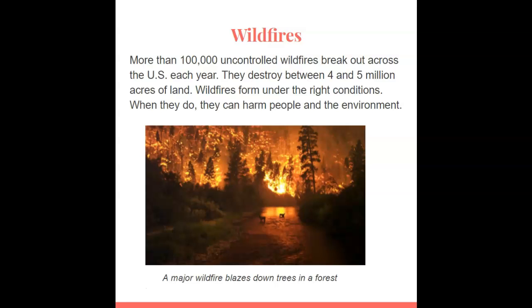Today's article is on wildfires. More than 100,000 uncontrolled wildfires break out across the U.S. each year. They destroy between 4 and 5 million acres of land. Wildfires form under the right conditions. When they do, they can harm people and the environment.